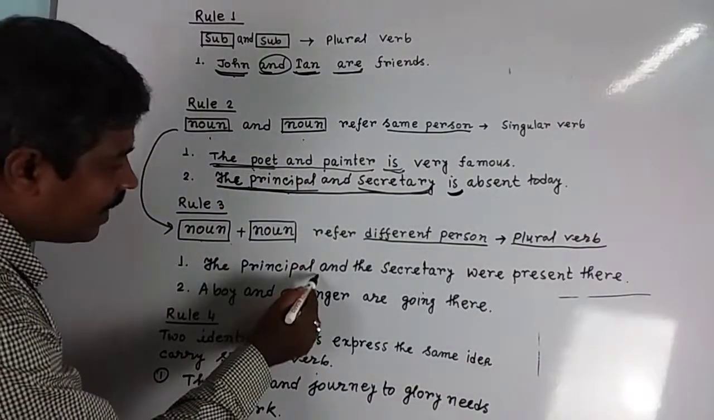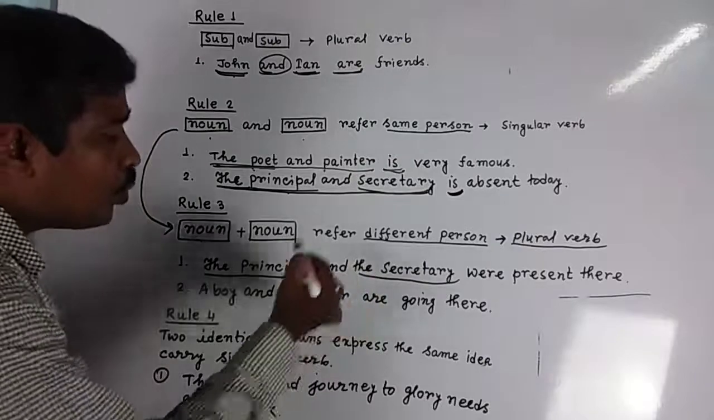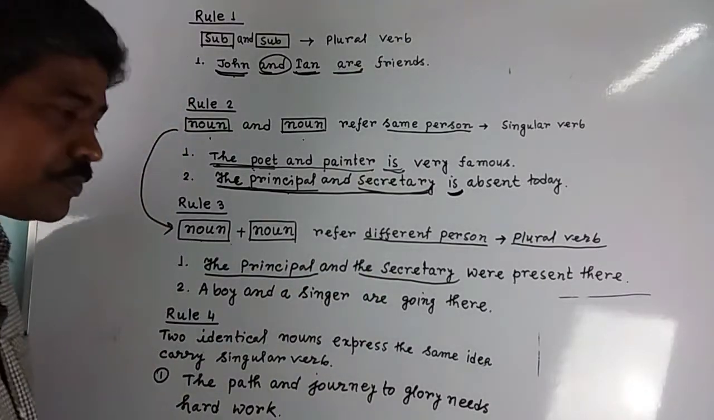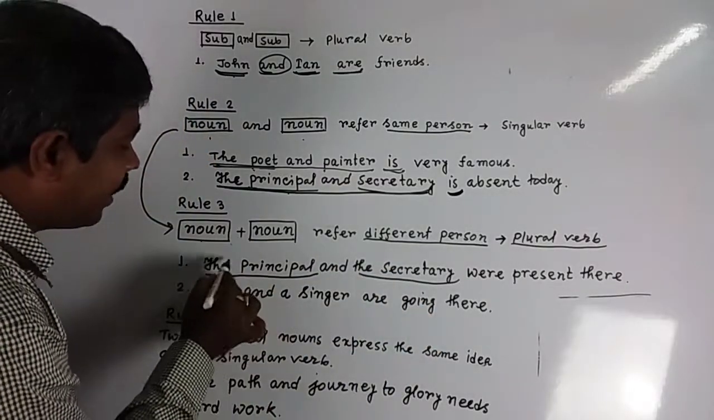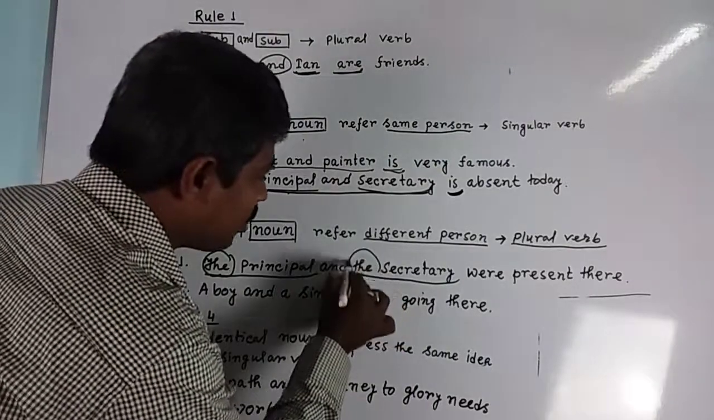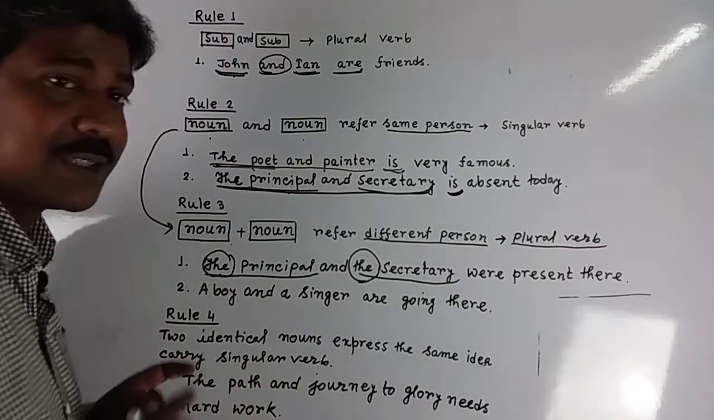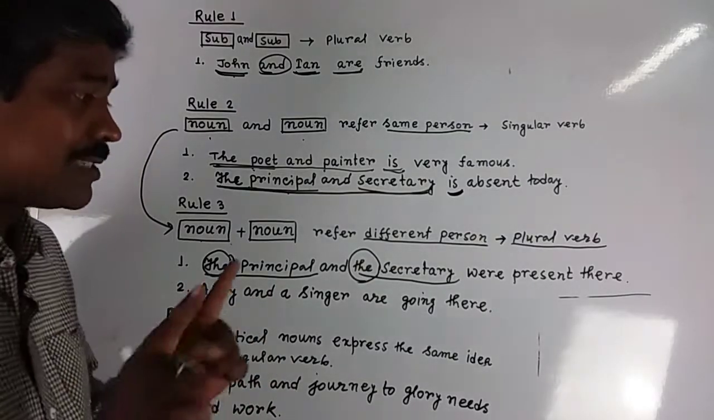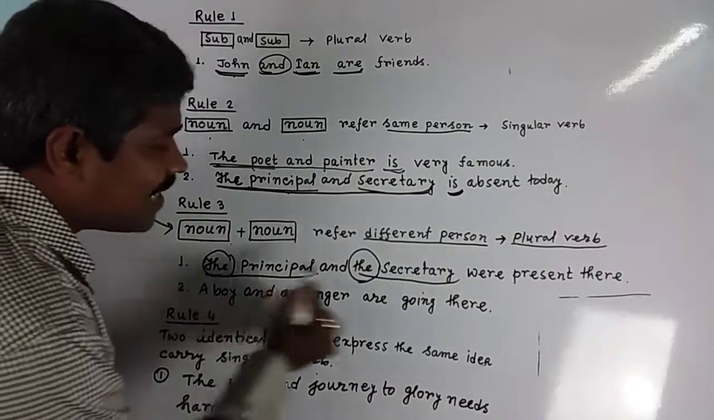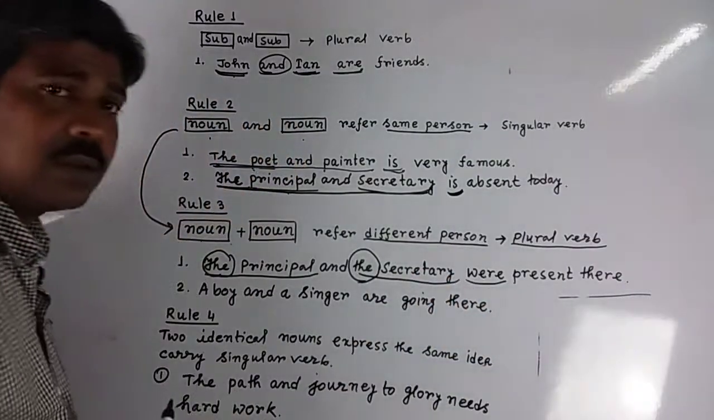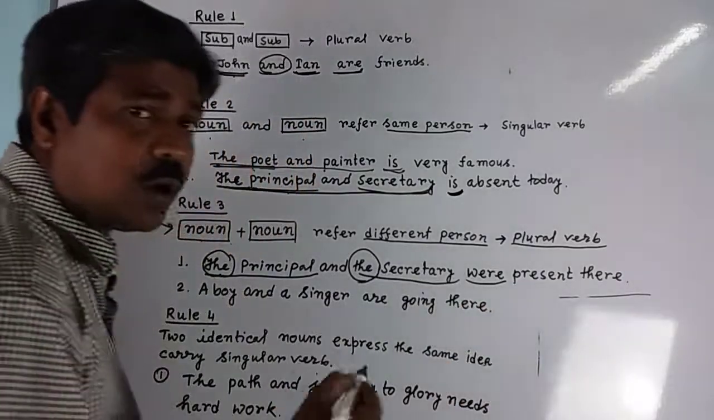Just look at this, my dear friends. Here the principal and here the secretary, both words are joined by and. So this is a noun and this is a noun. As this word is carrying a definite article and this one is also carrying another definite article, so here we have to say these are two persons, not the same person. So these are two persons, that's why the verb is plural. We have written were present there. The principal and the secretary were present there, not was.